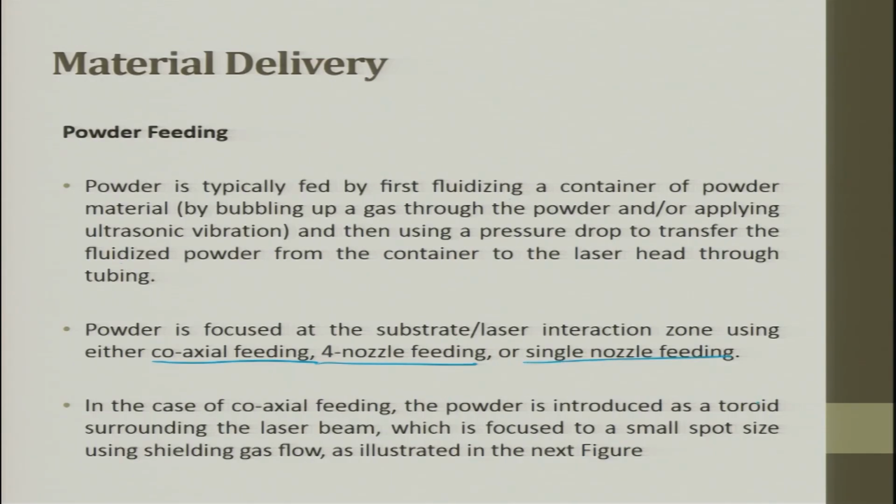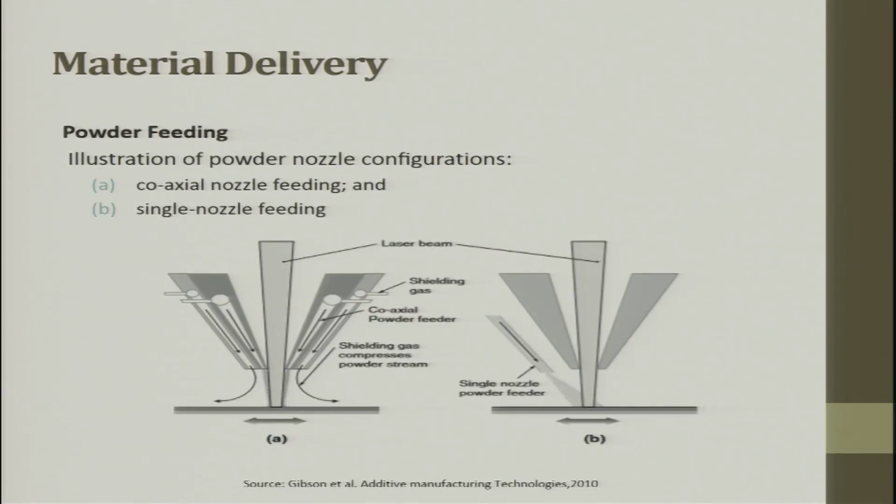The powder is focused at the substrate laser interaction zone using coaxial feeding, 4 nozzle feeding or single nozzle feeding. Coaxial means it has multiple axes. Around the axis there are multiple feeding points. In the case of coaxial feeding, the powder is introduced as a toroid surrounding the laser beam, which is focused to a small laser spot using shielding gas flow, as illustrated in the next figure. So, you can see A is coaxial and B is single nozzle.